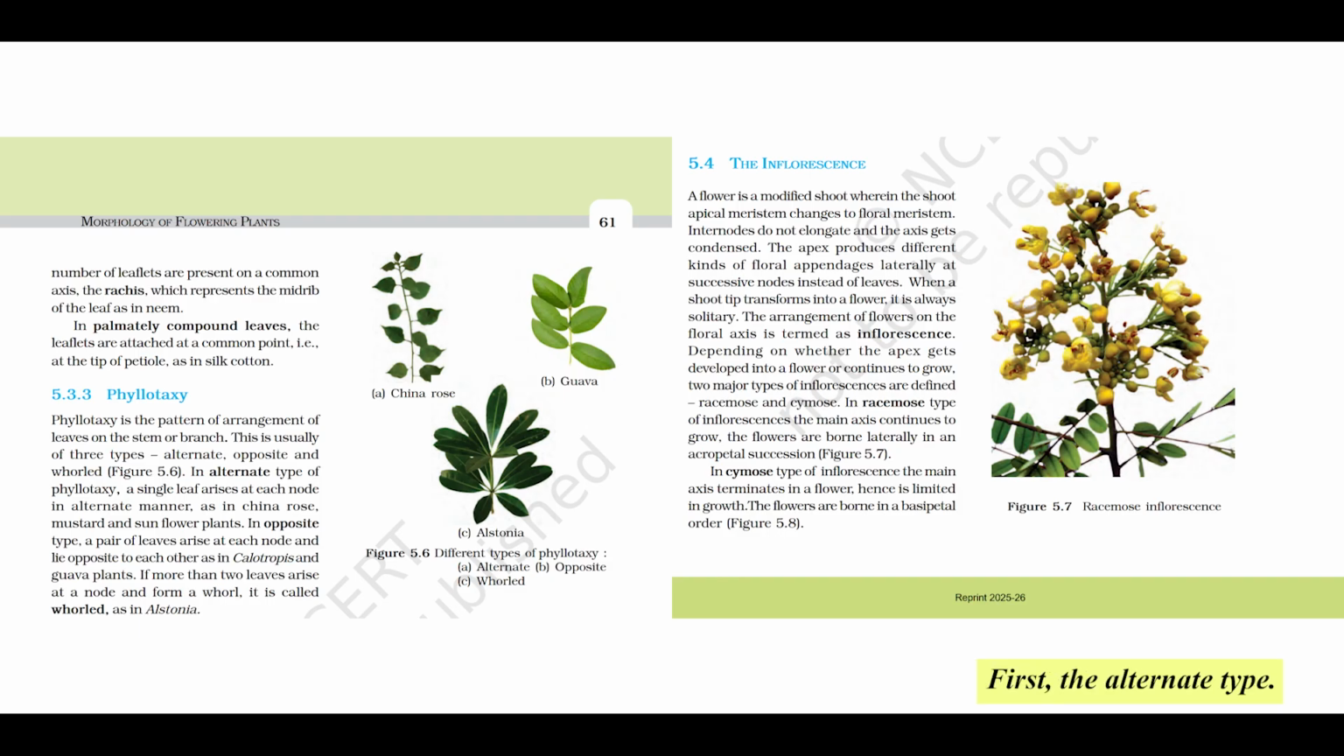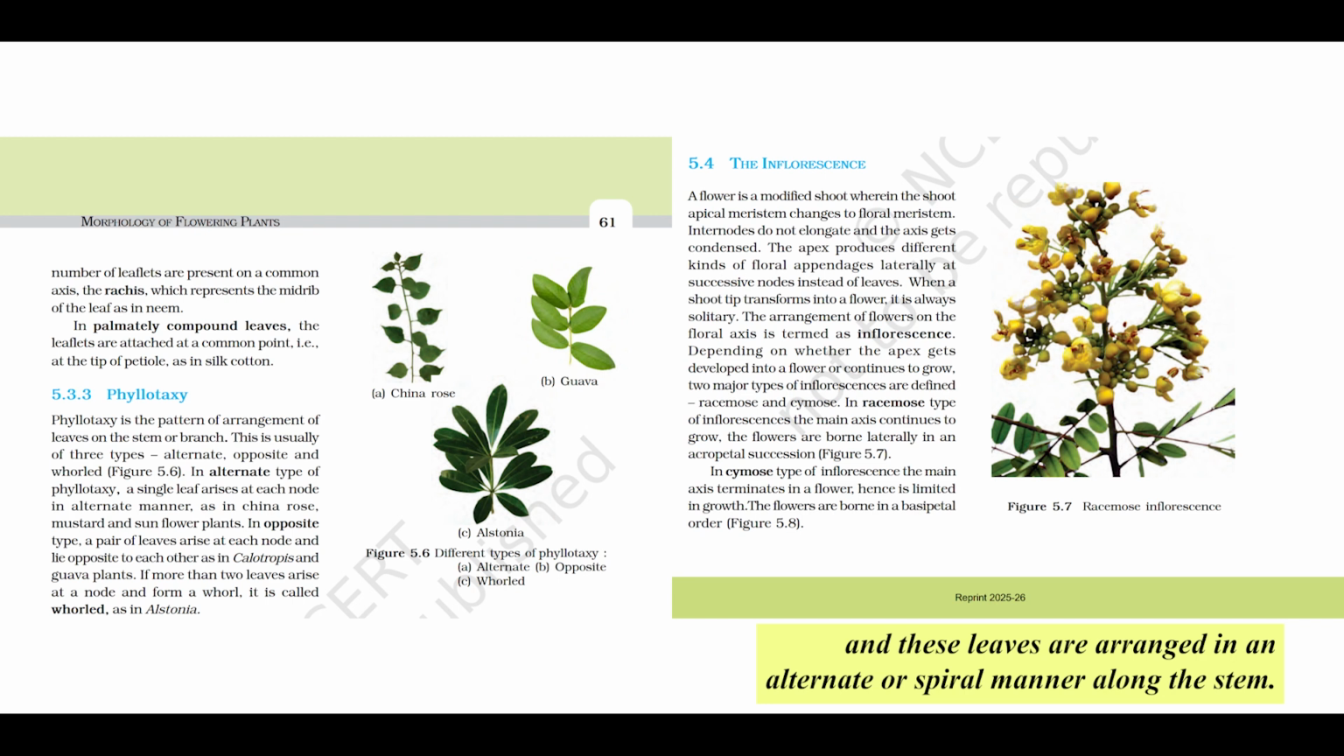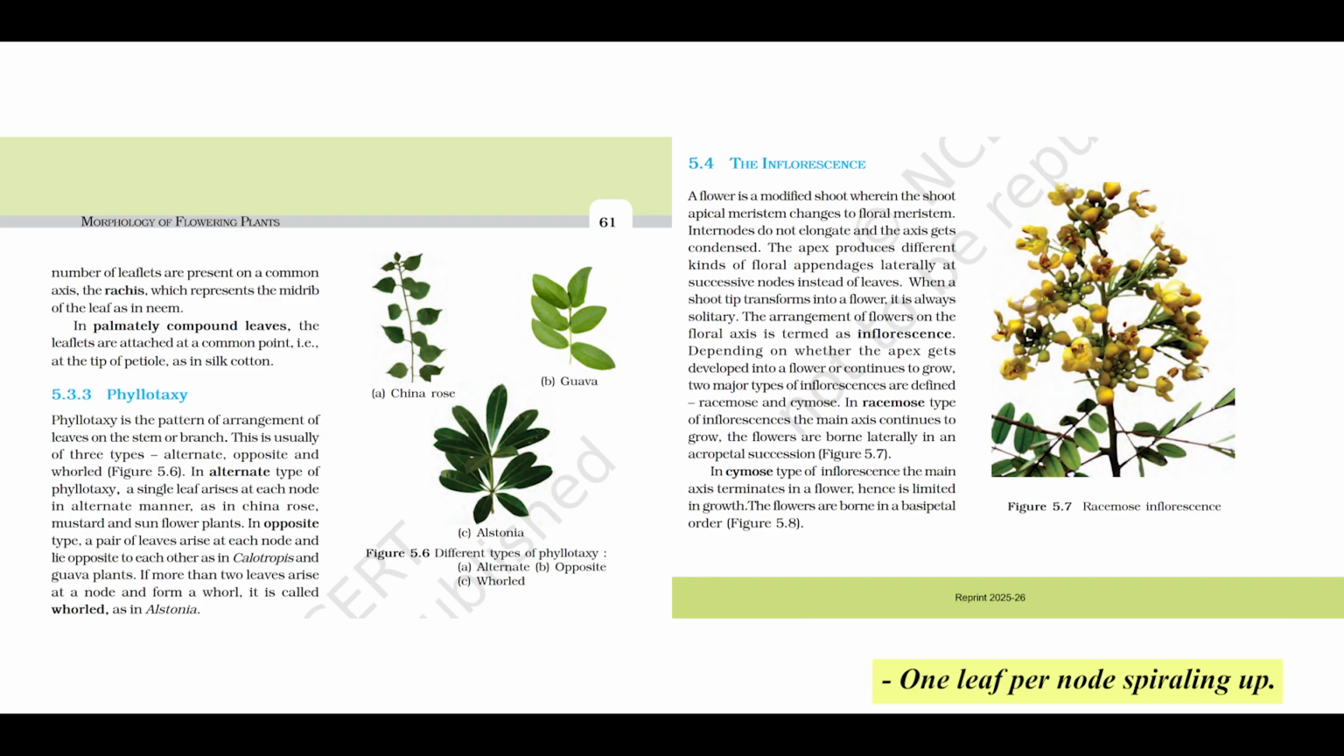First, the alternate type. In this arrangement, a single leaf arises at each node, and these leaves are arranged in an alternate or spiral manner along the stem. If you were to look down on the stem from above, you'd see the leaves spiraling around it, ensuring each gets its share of sunlight. Common examples include China rose, mustard, and sunflower plants. Refer to Figure 5.6a to see this single leaf per node alternating pattern. One leaf per node spiraling up.